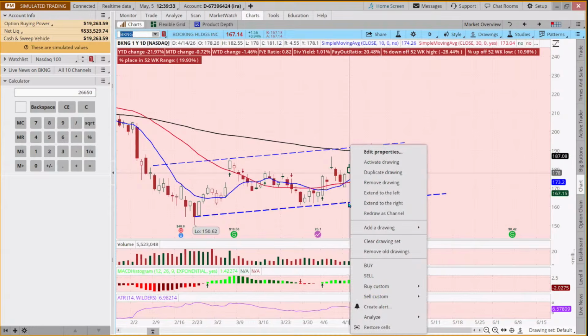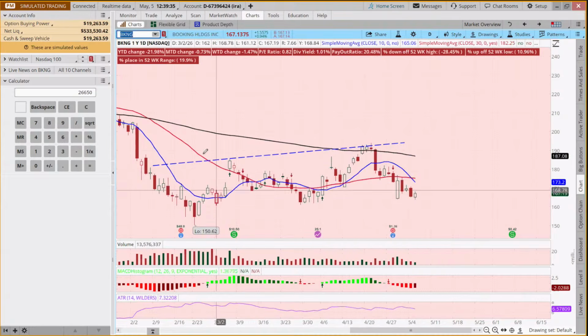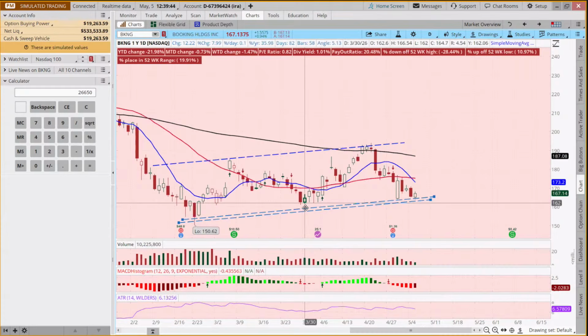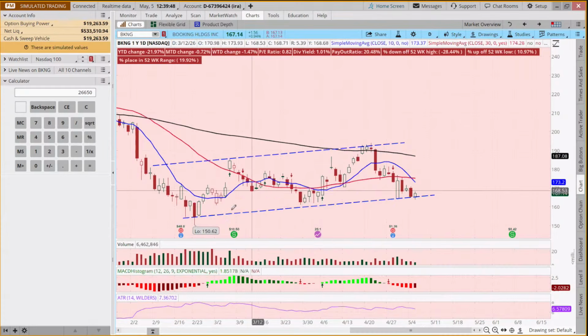I think what I did with this one, if I'm not mistaken, is I drew this line across the top and then I just said duplicate it and I dragged it down to here. Otherwise, I might have drawn across the bottom of these. So, with technical analysis, there's a lot that's kind of in the eye of the beholder, right?